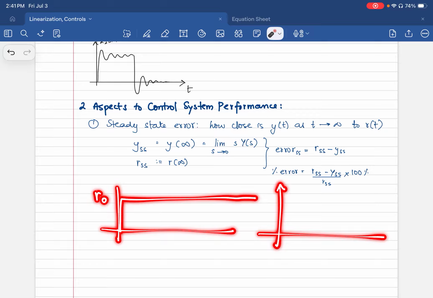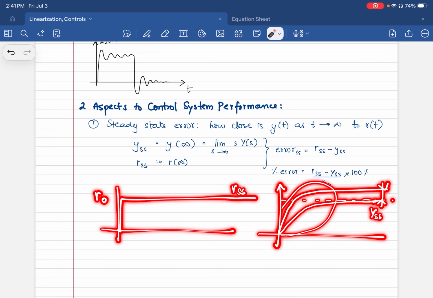So let's draw this dotted line here. Is it going to stabilize at some point here? In which case, going to infinity, you'll still have some error. Or is it going to stabilize at this point? That is your target position. Since this here is RSS, is your YSS equal to that or is it different?